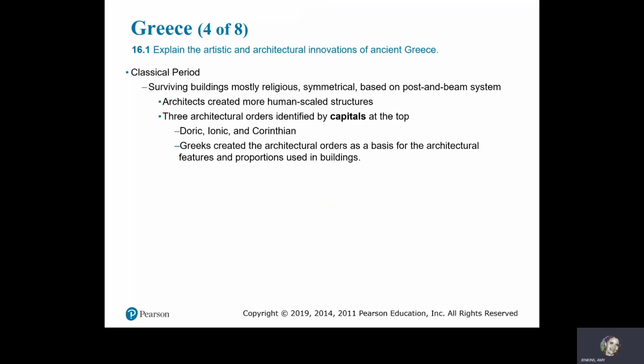In the classical period, the surviving buildings are mostly religious, symmetrical, based on the post and beam system. Architects created more human-scaled structures. Three architectural orders are identified by the capitals at the top. We have the Doric, which is the oldest, Ionic, and Corinthian. The Greeks created the architectural orders as a basis for the architectural features and proportions used in buildings.